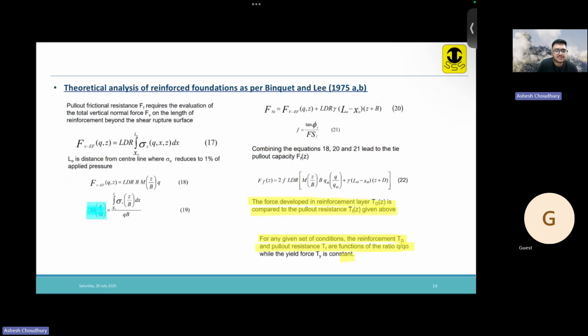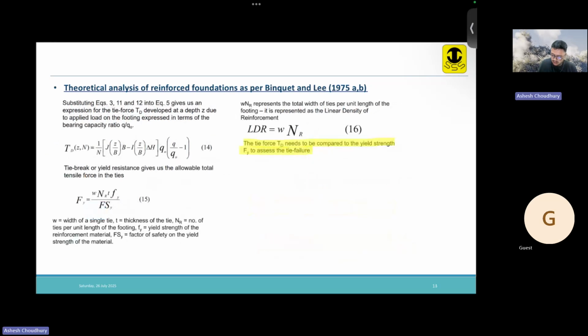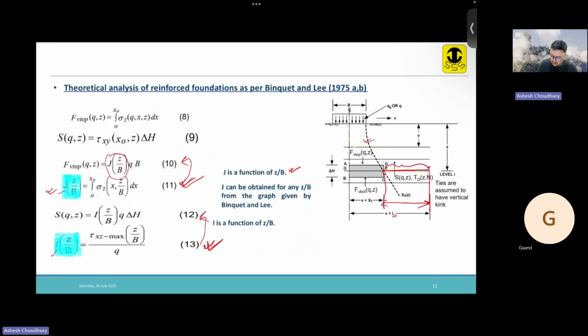FV you can write as LDR times B times q times M, where B is the width. M is another function of Z by B, and this M can be found from equation 19. So M is equal to this integral. So the vertical force is this part. We are calculating the vertical stress at this level.